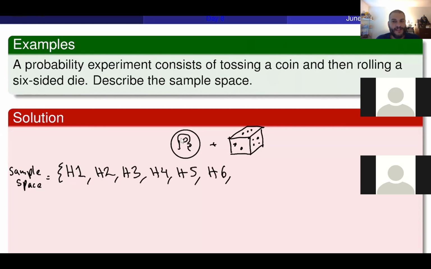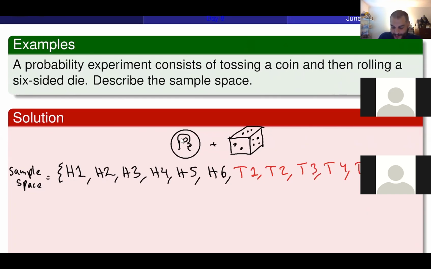What are the other 6 outcomes that could occur? Tails? Cool. So it could be tails, and the die lands on 1. Tails, the die lands on 2. Tails, the die lands on 3. Tails, die lands on 4. Tails, 5. Tails, 6. So that will be your sample space.